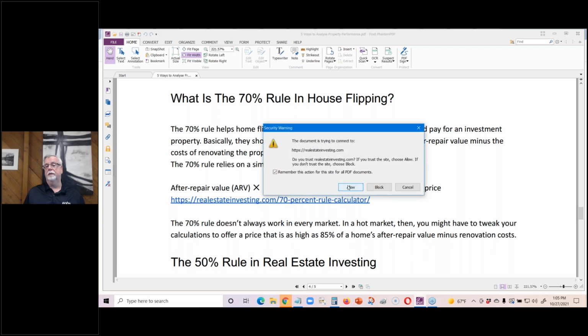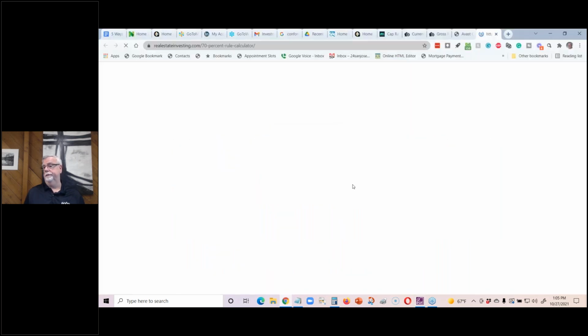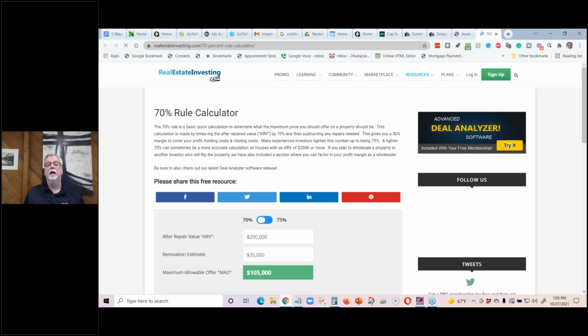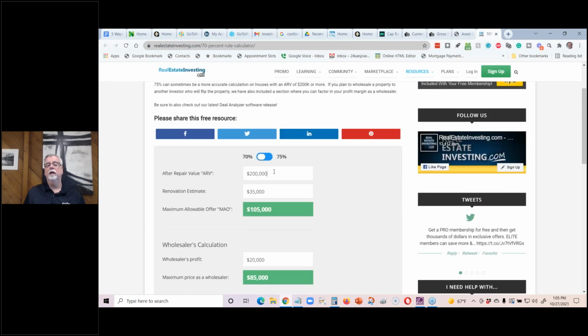If you want to play with that, here's a calculator. Let's say we had a property that was worth, I'm going with my hood, $1 million, and we had $150,000 of repairs. Then using the 70%, we can only offer $550,000. Now, some of you might be seeing the problem with this.